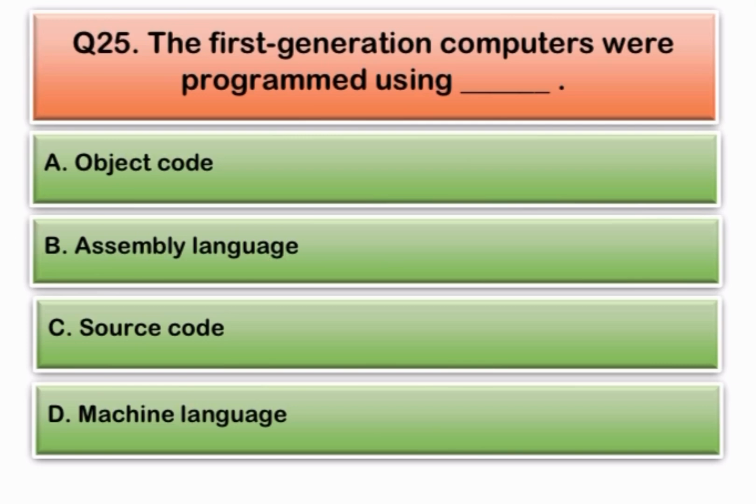Last question of this session, question number 25. The first generation computers were programmed using object code, assembly language, source code, machine language. The first generation computers were programmed using machine language, so option D will be correct. So we have done 25 questions in this session.